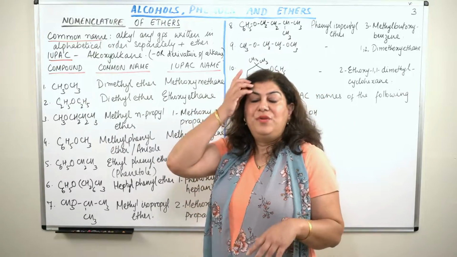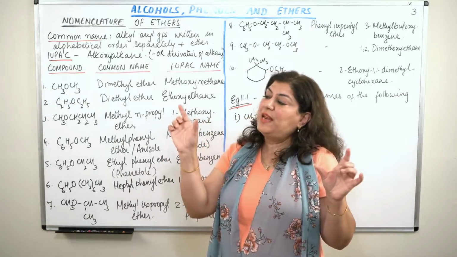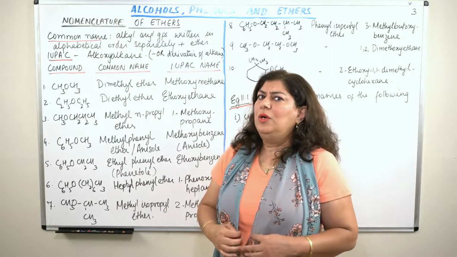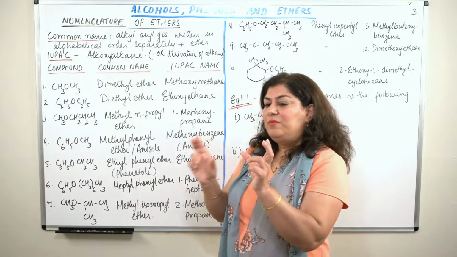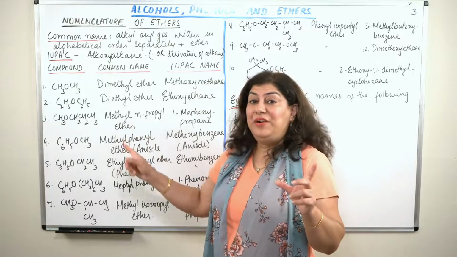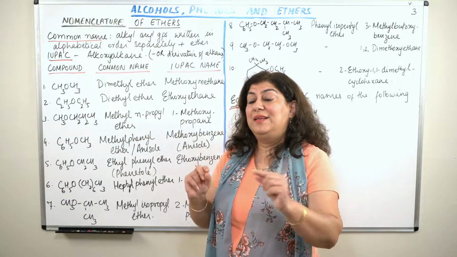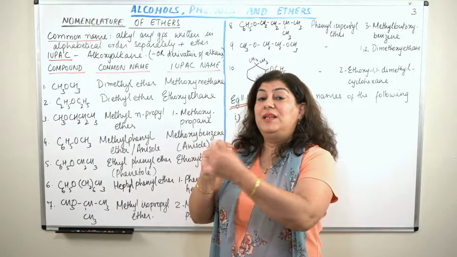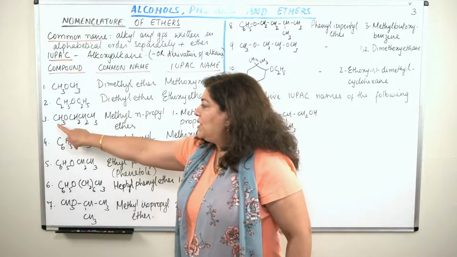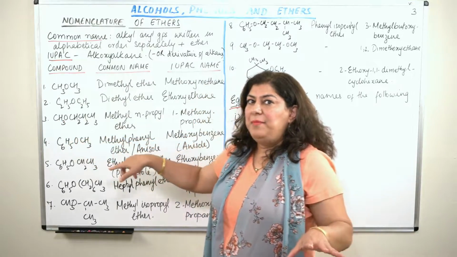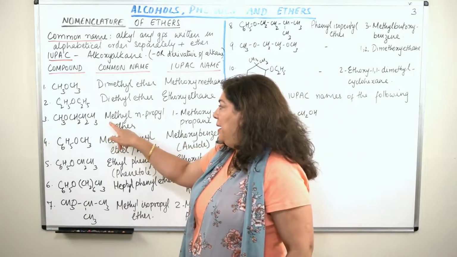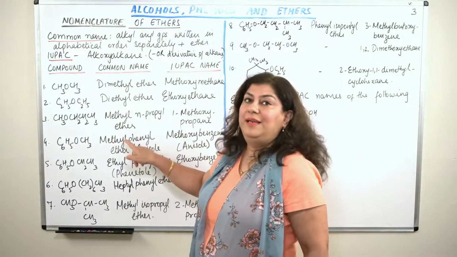In common nomenclature, we write the names of both the alkyl groups and we end it with ether. So I told you, when we are writing down the names of the alkyl groups and when they are different, we have to do it in alphabetical order. So this is methyl, this is propyl. M comes before P, so it is methyl N-propyl ether.